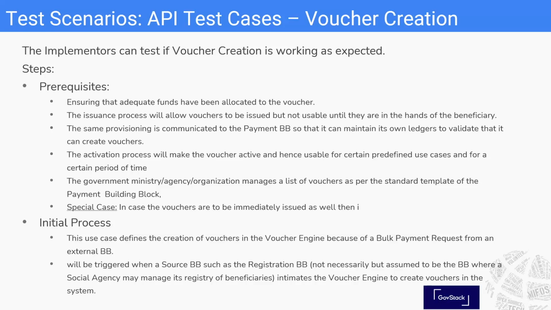And the ministry can maintain and manage the list of vouchers either by going in and seeing that in the voucher engine, or they can get a report to do that as well. The initial process, this use case, really defines how we create the vouchers in the voucher engine, because it's about a payment request from an external BB, and that will be triggered when the source building block, such as the registration building block, initiates the voucher engine to create vouchers in the system.